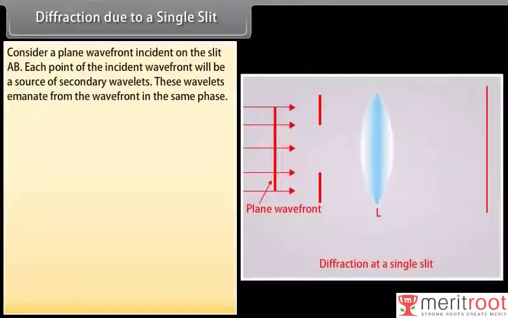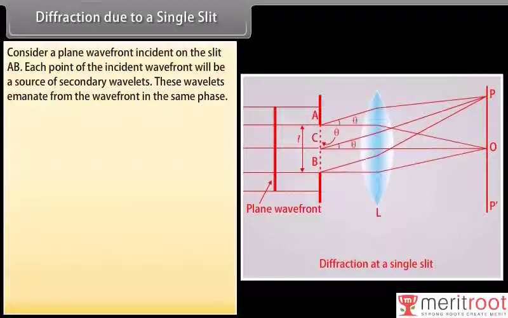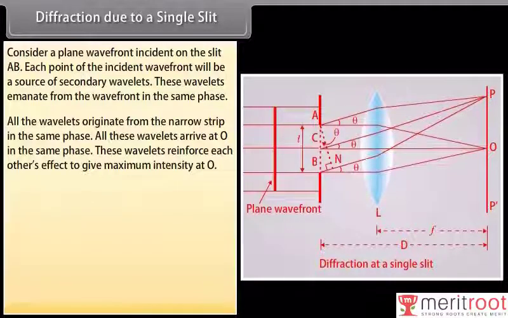Diffraction due to a single slit. Consider a plane wavefront incident on the slit AB. Each point of the incident wavefront will be a source of secondary wavelets. These wavelets emanate from the wavefront in the same phase. To understand the formation of central maximum, the slit can be imagined to be divided into a number of very narrow strips of equal width parallel to the slit. All the wavelets originate from the narrow strip in the same phase. All these wavelets arrive at O in the same phase. These wavelets reinforce each other's effect to give maximum intensity at O.